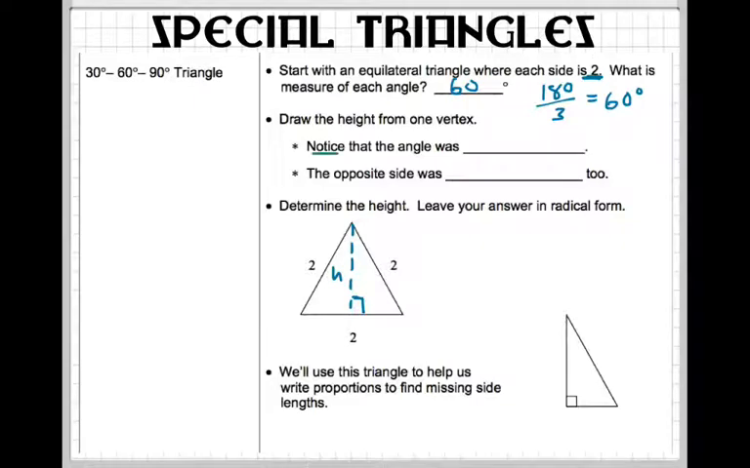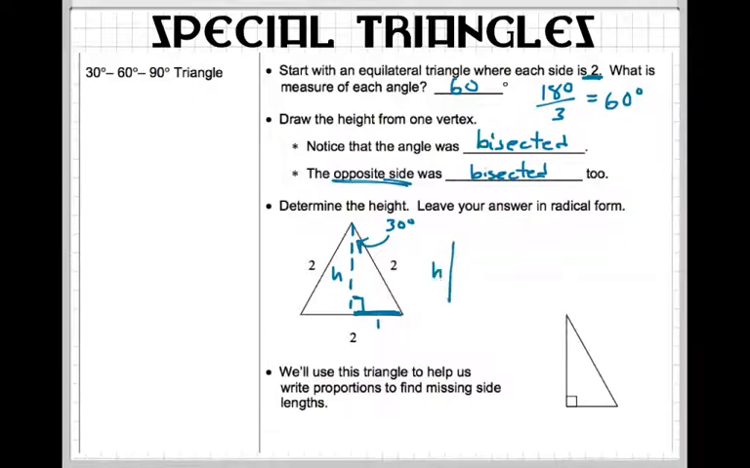Okay, notice that the angle was, we're going to say, bisected. And you can see that, it's kind of evident. This angle right here was cut in half. That's what bisected means. So that means this is now 30 degrees. The opposite side, which is talking about this right here, was also bisected. So we're going to say bisected right here. Now if that was bisected, what would the length of this be? That would be 1.